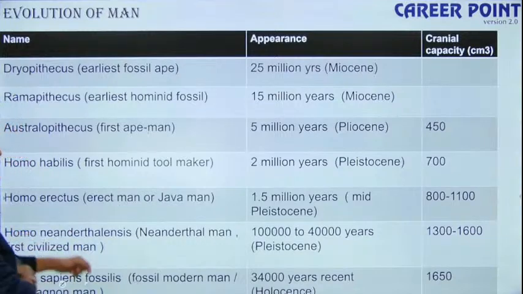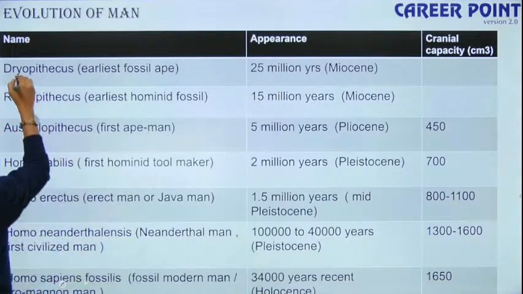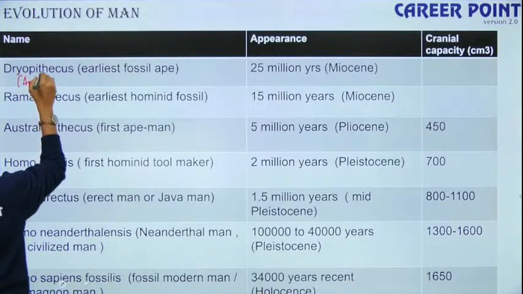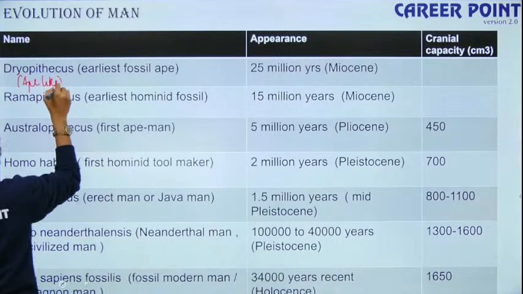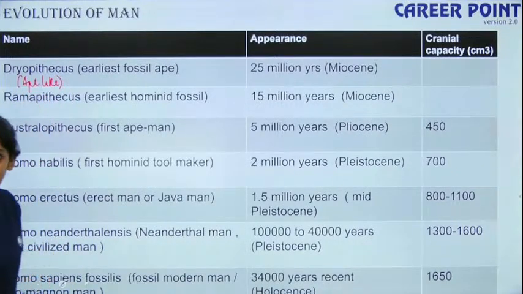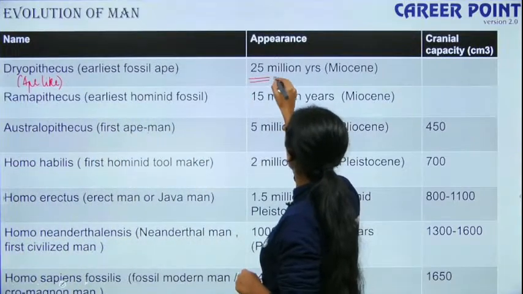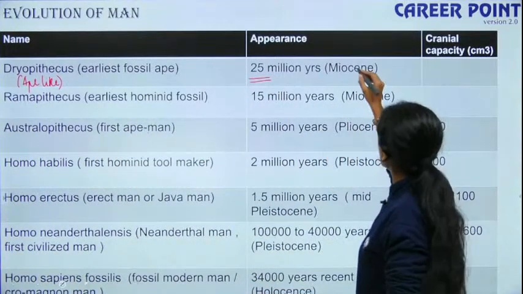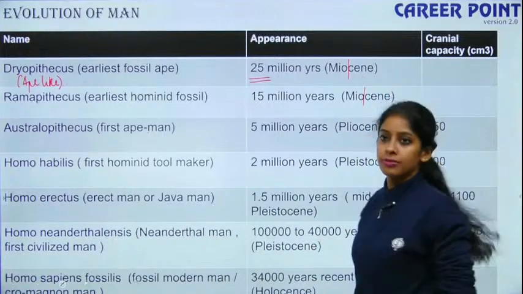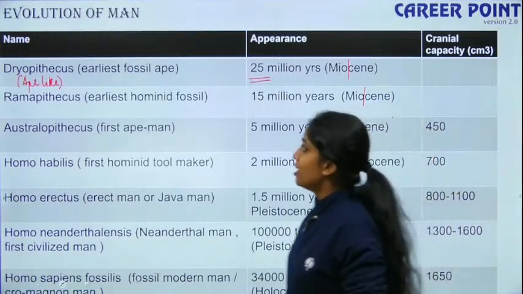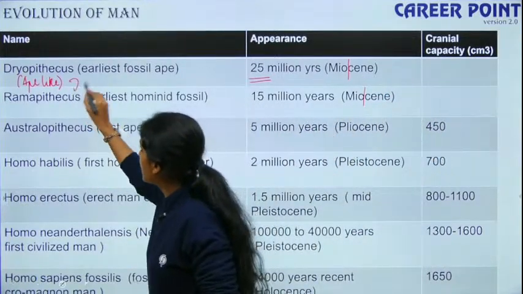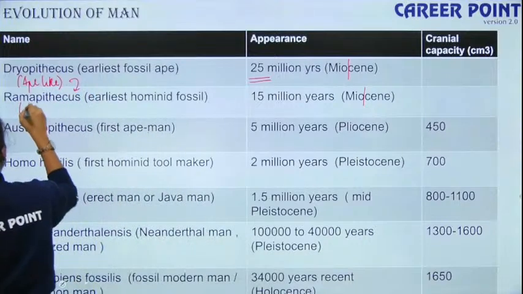It starts like this. Dryopithecus was more ape-like. He was the earliest fossil ape, and this happened exactly 55 million years ago. This is your Miocene. Then you had Ramapithecus, who was more man-like.